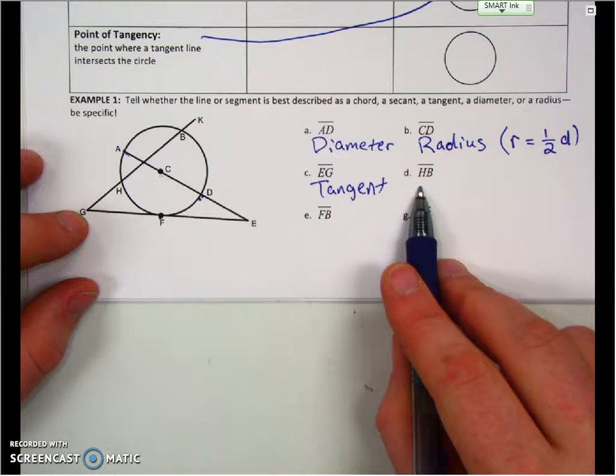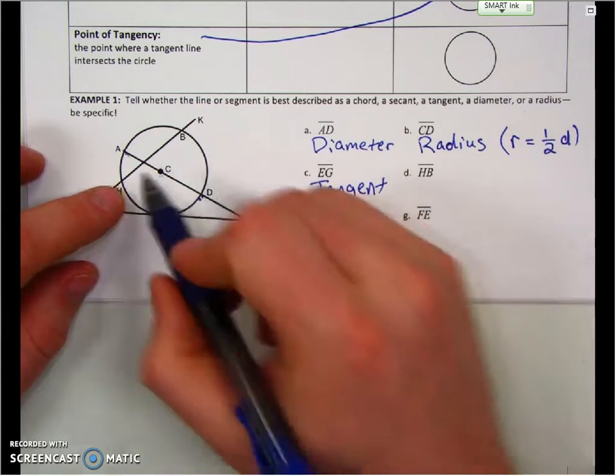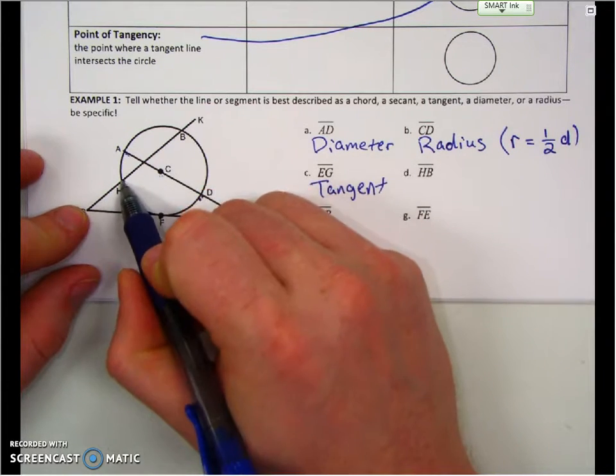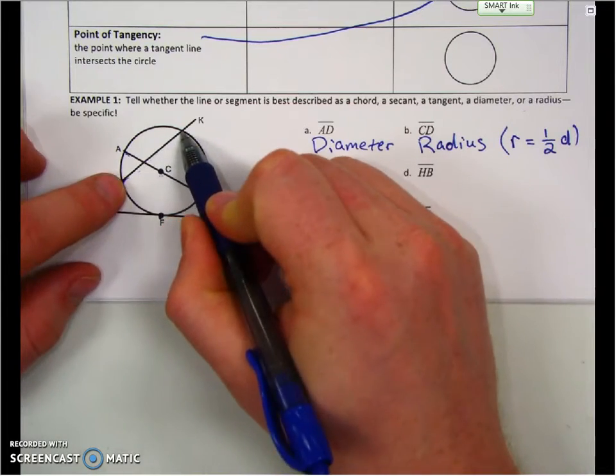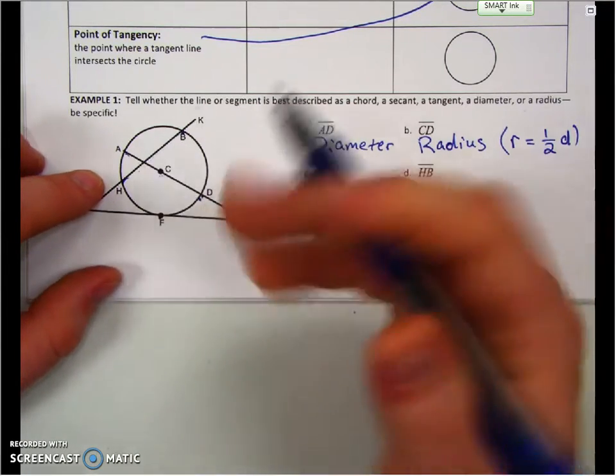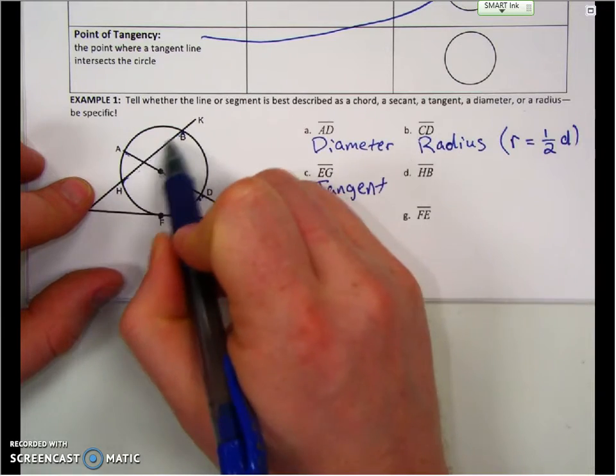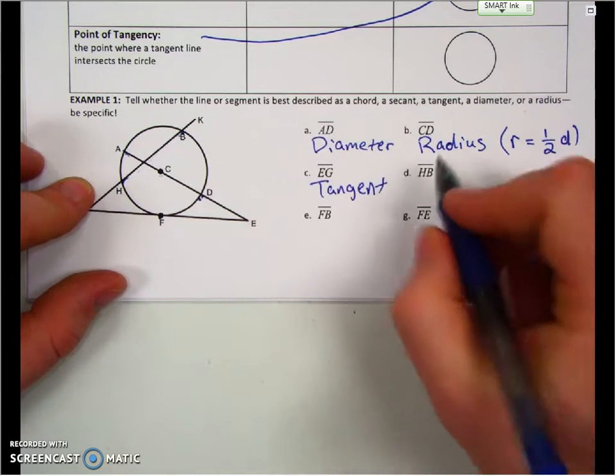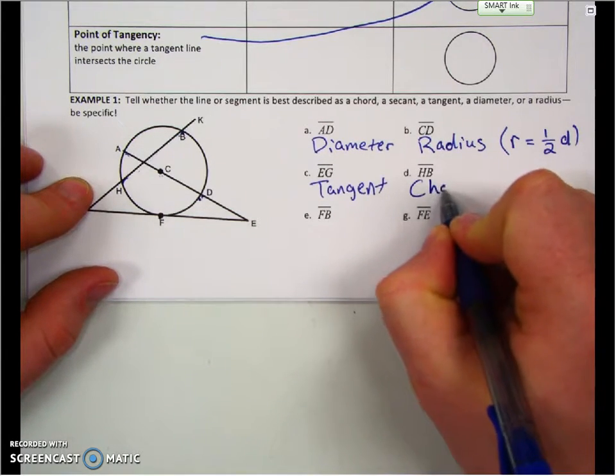All right, over here, HB. This is a line segment that starts at H, ends at B. So it's this line segment that's inside the circle. It touches the circle at 2 points, but the whole segment is inside the circle. That's what I called a chord.